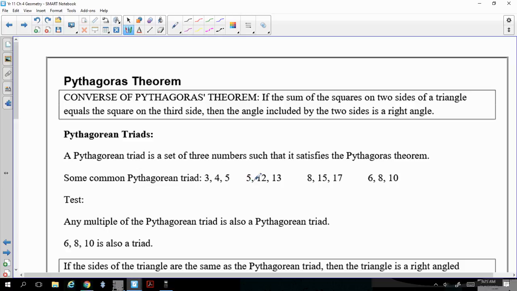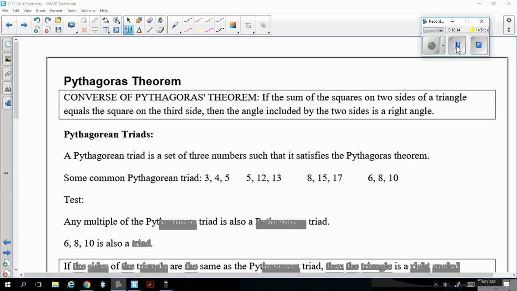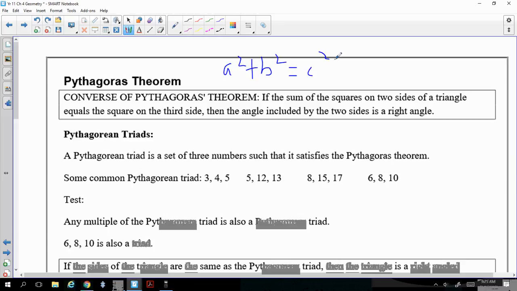Okay, Pythagoras theorem. We know that Pythagoras theorem says that a squared plus b squared equal to c squared. That's very, very easy. We did a bit of that in trigonometry. All right, so now we're going to do the converse. If the sum of the squares of 2 sides are equal to the square of the third side, then the angle included by the 2 sides is a right angle.